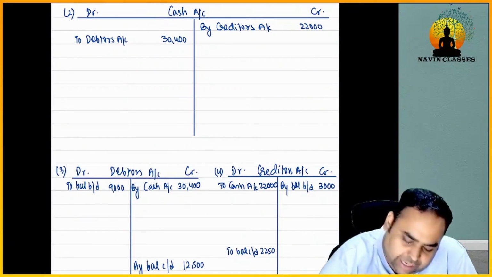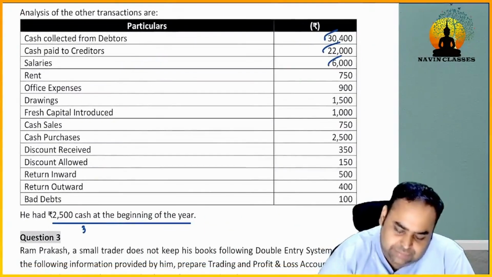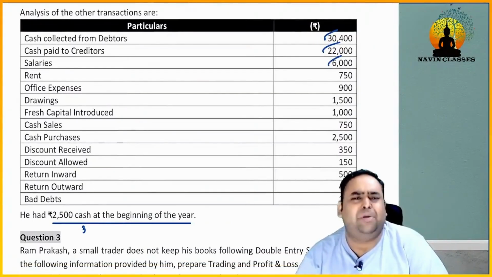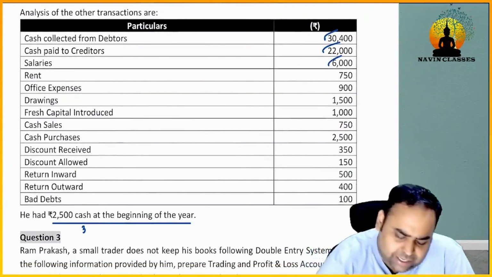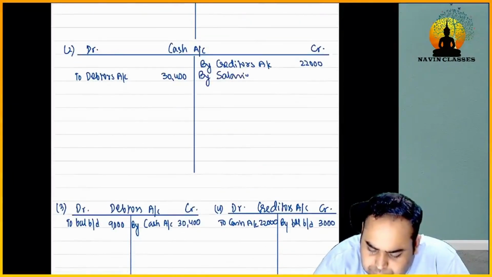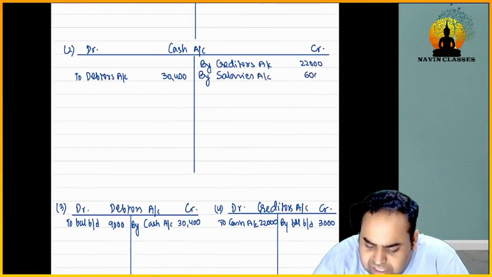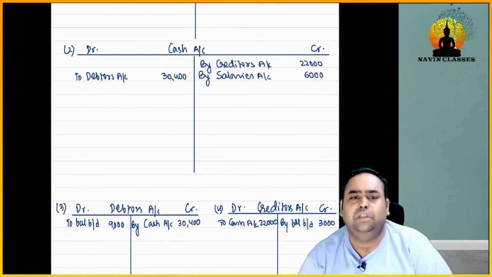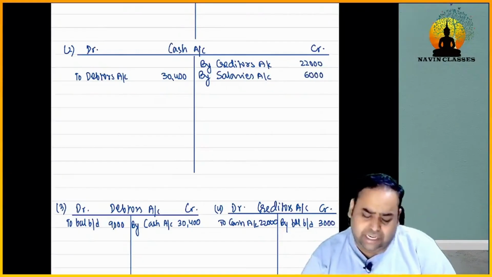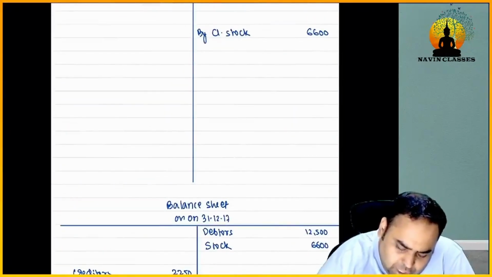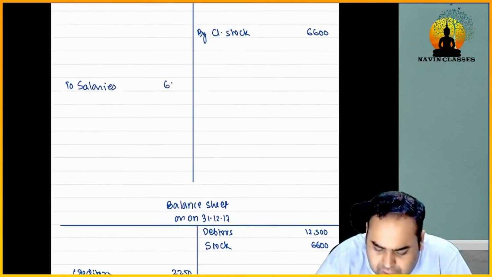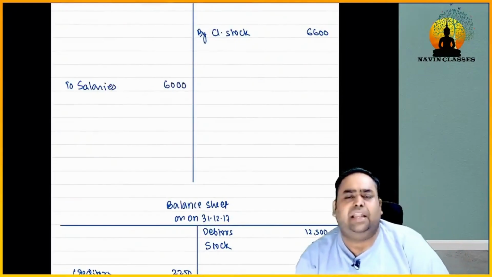Done. Next, salaries. Can you tell me if the salary was paid or not? Since there's no mention of any outstanding amounts, I'm assuming the salaries have been paid. First, in the cash account, by salaries. Paid 6,000 rupees in salaries. Tell me, where will the salaries go? Salaries are expense, and expense will go to the PL account. So I will show the salaries in the PL. To salaries, 6,000.